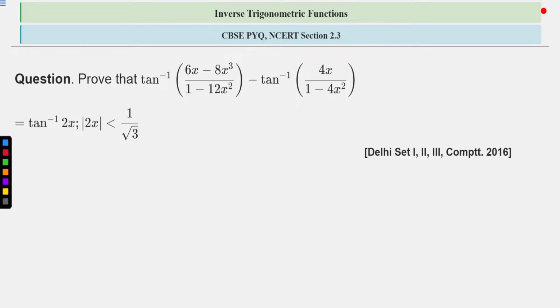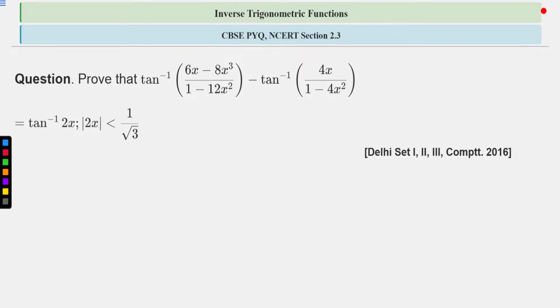So how can we approach this question? So first we will try to assume tan inverse (6x minus 8x cube) upon (1 minus 12x square) as theta. Or we can put x is equal to tan theta in the left hand side. If x will equal to tan theta, then left hand side will convert to (3 tan theta minus tan cube theta) upon (1 minus 3 tan square theta). This is the formula of tan 3 theta, isn't it?